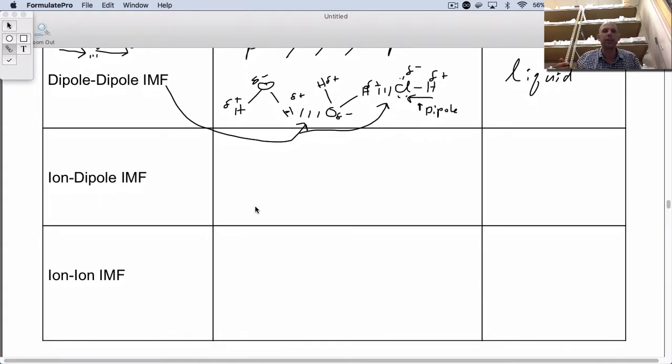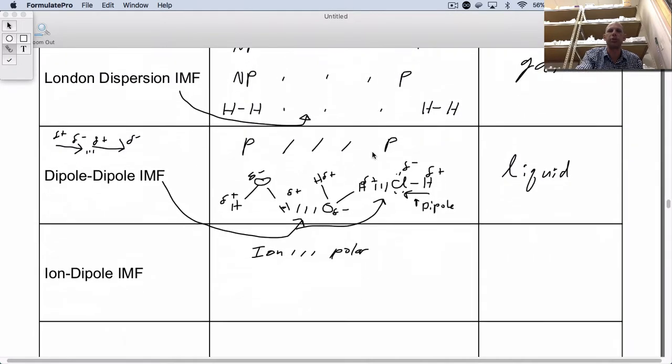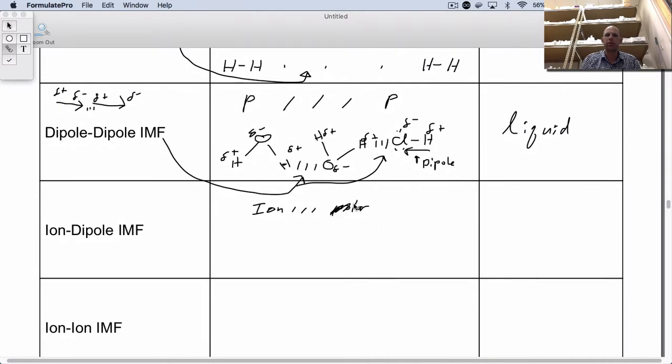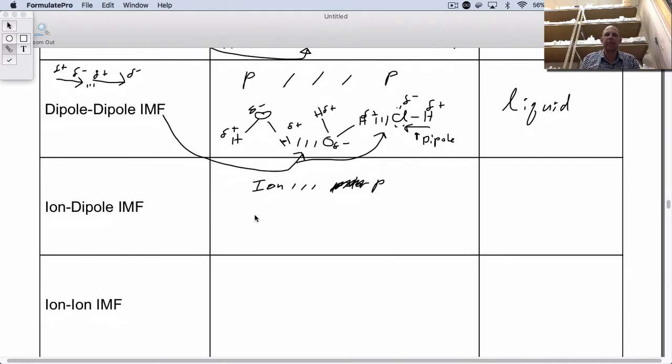Ion to dipole is a little interesting, and it's very easy. It's even stronger than a dipole-dipole interaction. And this is when you have somebody who is actually an ion from an ionic compound. And these are going to be attracted to something that is polar. Okay, or up here I've been using the term P for that. So let's just use that. So an example would be this. Let's say I had this chlorine ion. Okay, and I connected it with water.